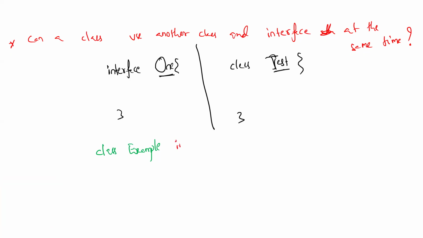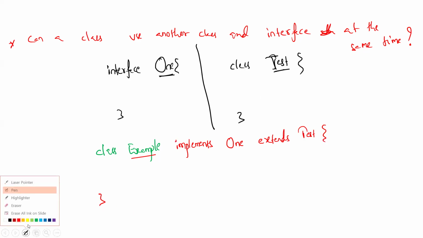Implements is a keyword. Then what's the interface name? I1. Then it also wants to use a class at the same time. Then what's the keyword? So this class to class only we have to compare. Class to inherit another class. What's the keyword? Extends is a keyword. Then the class name Test. Then example class body. So this is syntactically wrong. It's wrong. It's not possible.